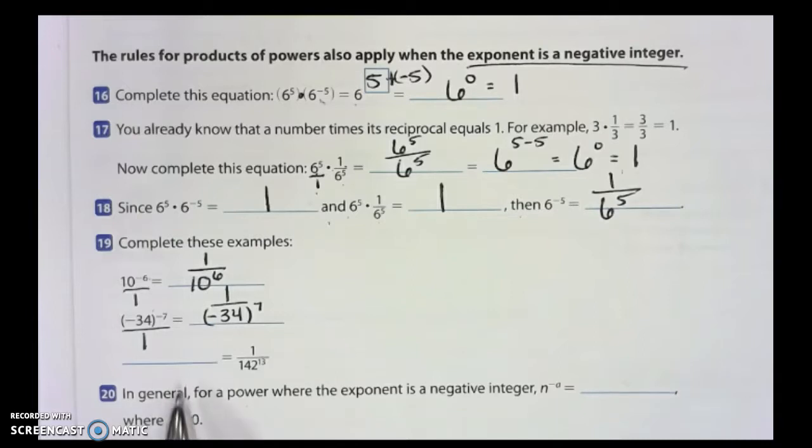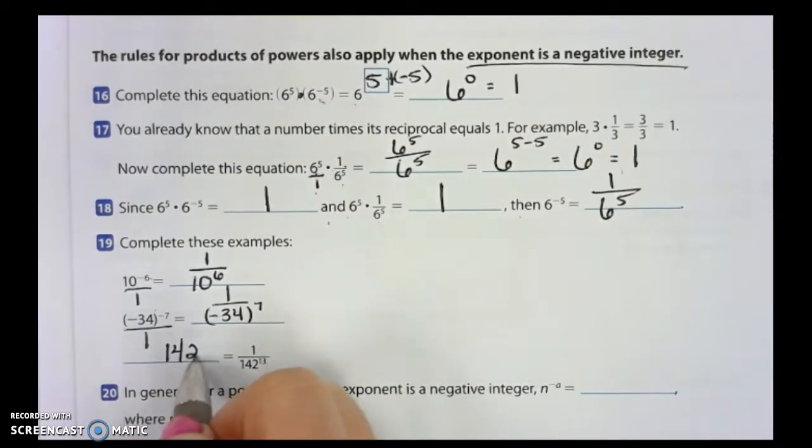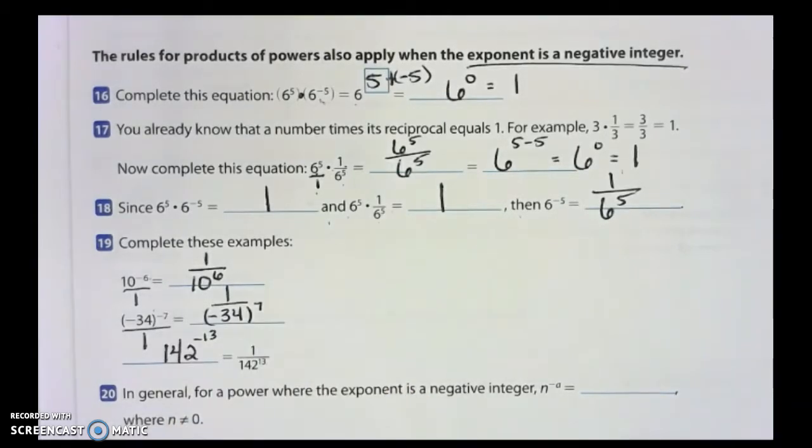On the last one, they want you to work backwards. I've got 142 to the 13th. Let's write this without a fraction. We're going to flip the reciprocal. It's going to make it 142 to the negative 13.